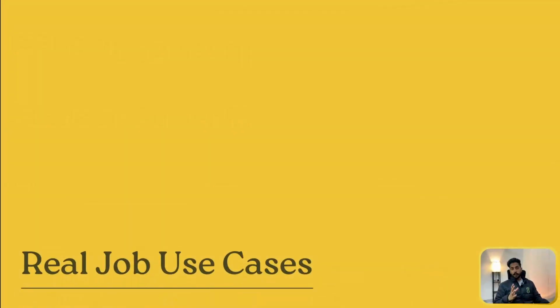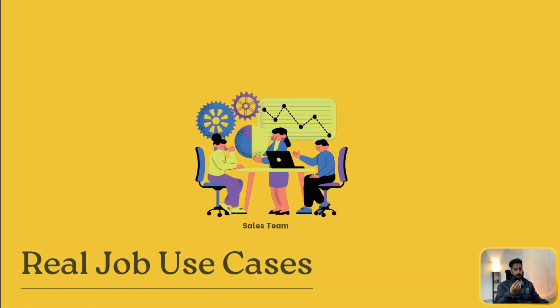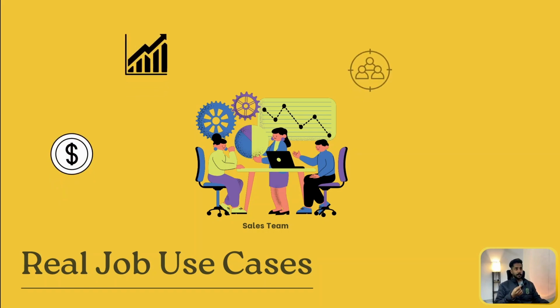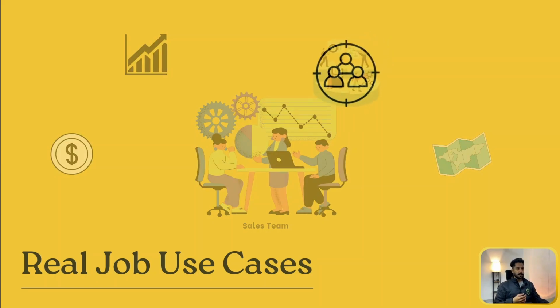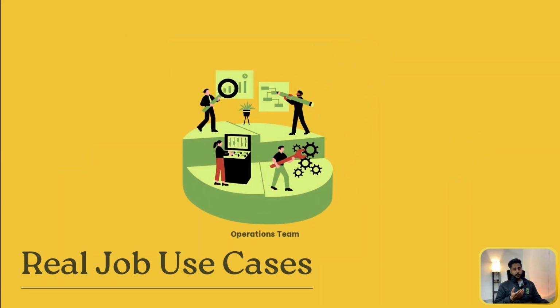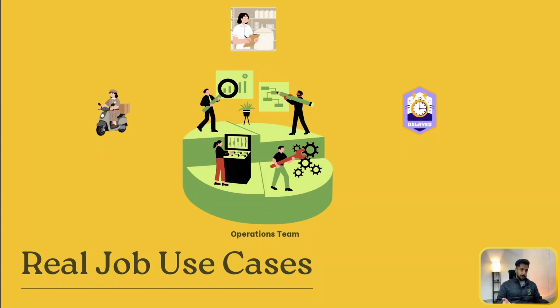Now let's understand the real job use cases where Power BI is used. One example is a sales team might use it to track KPIs like total sales, monthly trends, top customers, or underperforming regions. Another example is the operations team might use it to track delivery times, inventory levels, or maybe process delays. In real jobs, Power BI is not about fancy charts, it is about making visuals understandable and helping decision makers answer quickly.